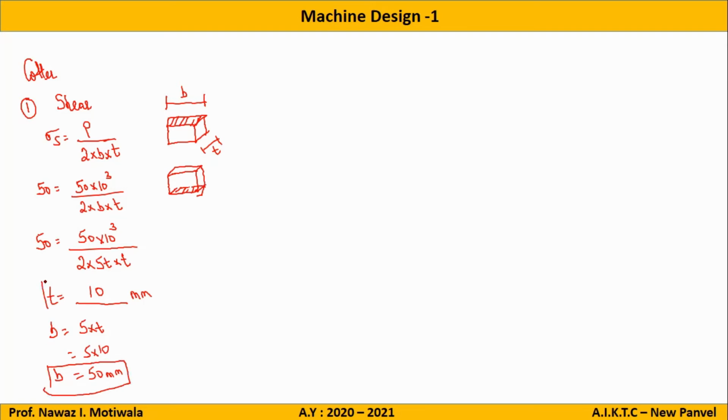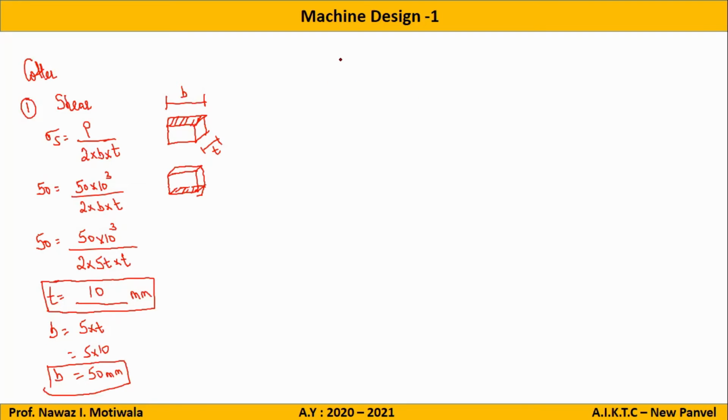So is the problem over? In the question it was asked to find out the width and the thickness of the quarter, which we have got now. So is the problem over here? Or we need to do something more? Sir, bending. Find bending. Okay, let us try with bending.